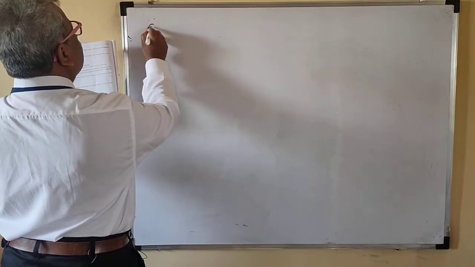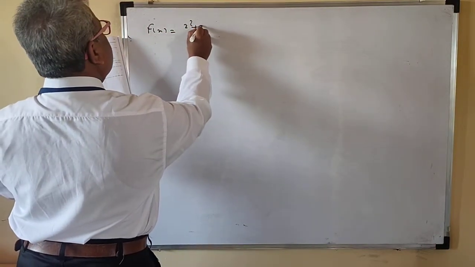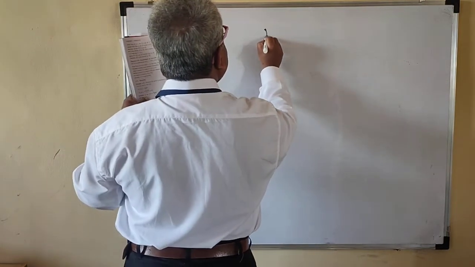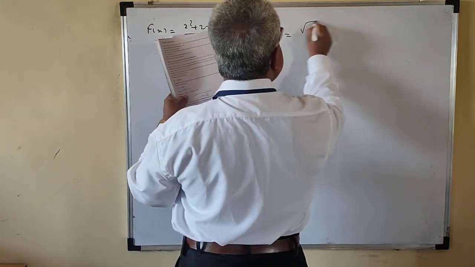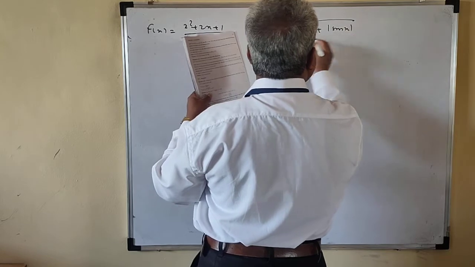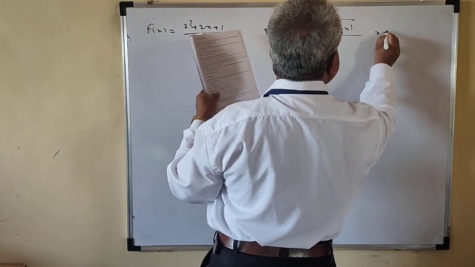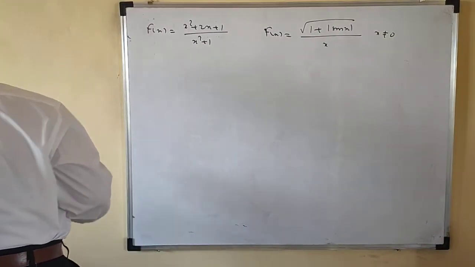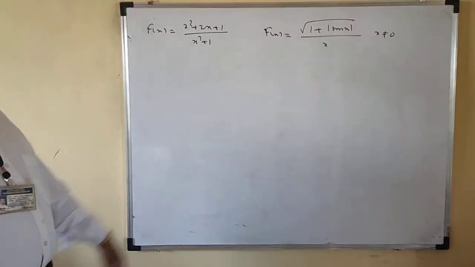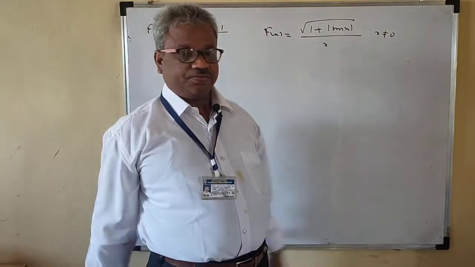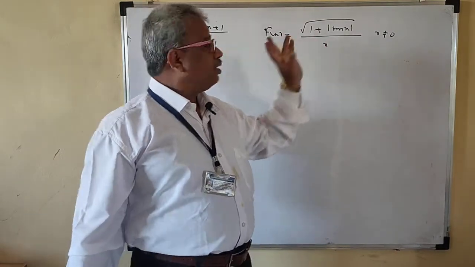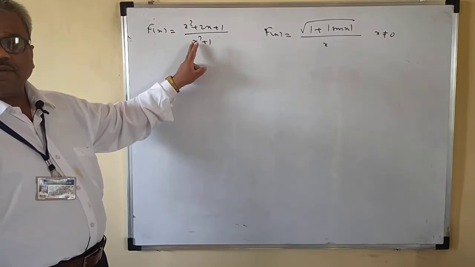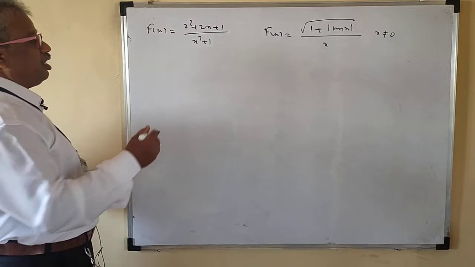Now, suppose we have these two functions: f of x is equal to x square plus twice x plus 1 upon x square plus 1. Second, f of x is equal to root of 1 plus mod of sin x upon x. Now here x not equal to 0 is provided to you. That means this function is continuous everywhere. What about this? Here also the denominator x square plus 1 is positive for any value of x. Okay. So now these functions are continuous everywhere.